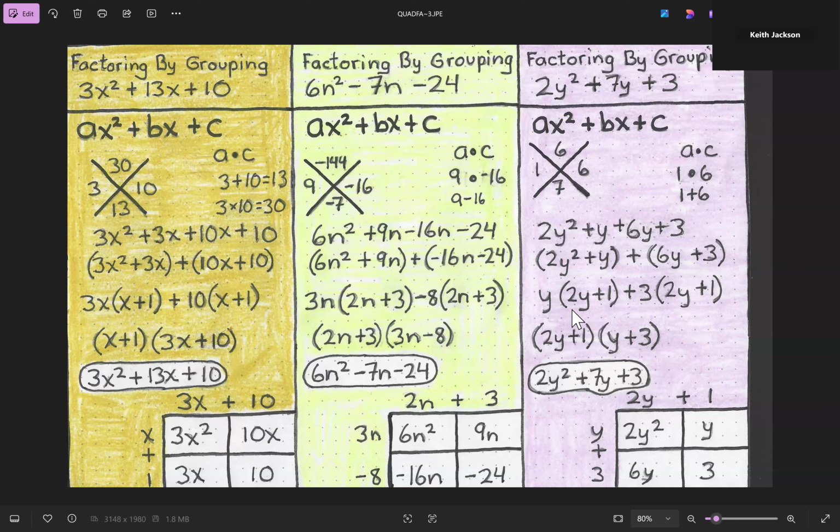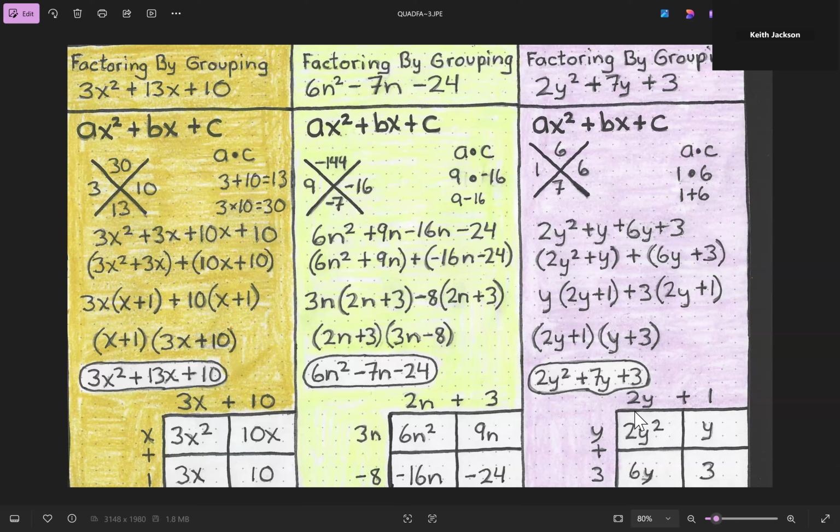And guess what? We see 2y plus 1 here and 2y plus 1 here. So that is our factor that we're going to put right here. And then all we're going to do is just make another group in which we're going to add y to 3 right here, y plus 3. And when we put this into our box method, we will find that 2y plus 1 times y plus 3 will give us this right here.